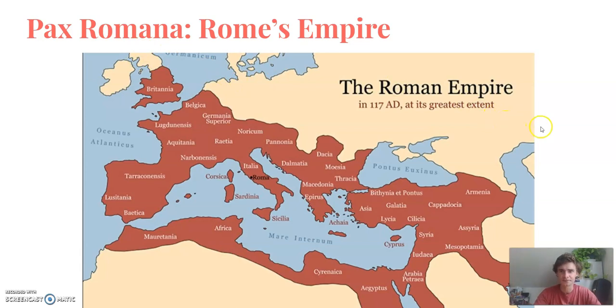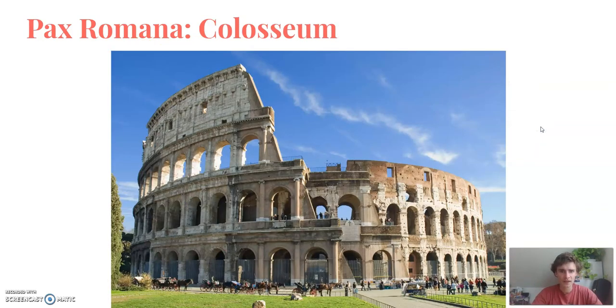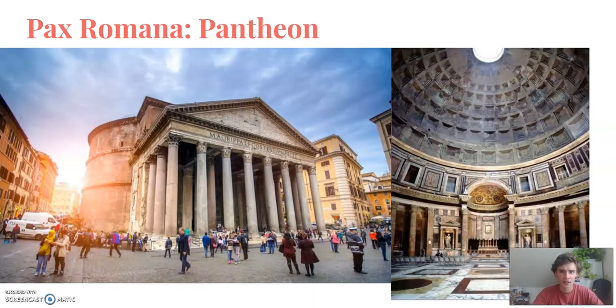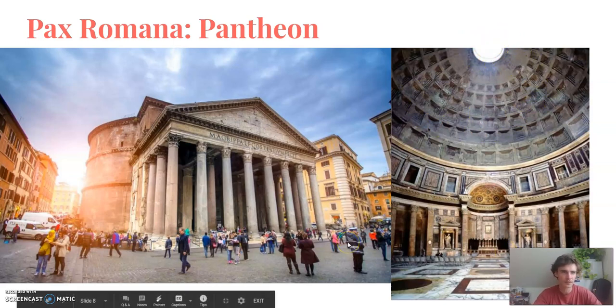They built things like the Colosseum, where they had gladiator fights and chariot races. The Pantheon was a temple to the Roman gods and goddesses, and they built these domed structures. In the Pantheon, on the inside, the sunlight comes through the roof and reflects in different ways during the day. So, accomplishments of Roman engineering.